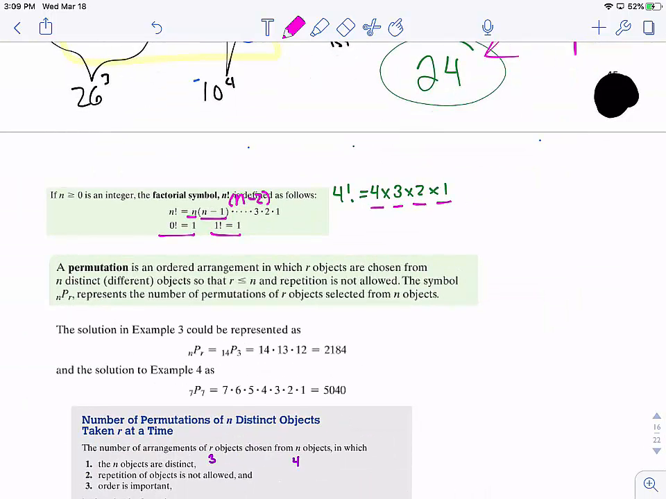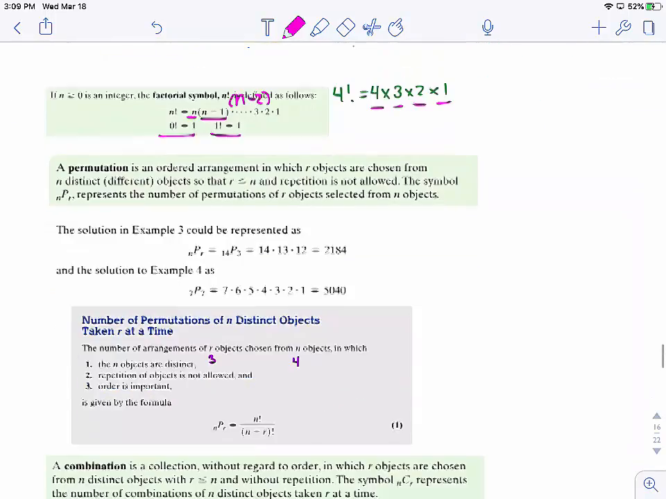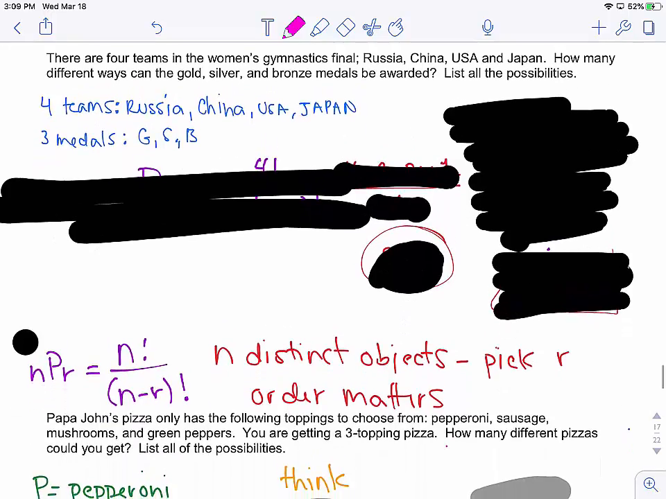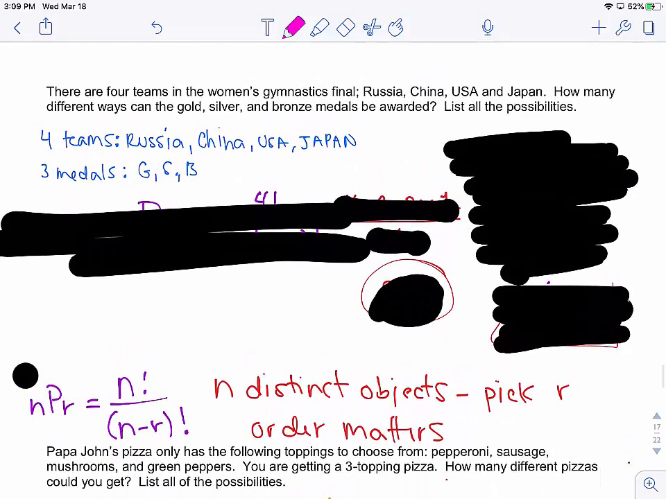I'm going to leave the rest of this and come back and use examples to help you understand this, and then you can look at it later. So here's my first example. There are 4 teams in the women's gymnastics final: Russia, China, USA, and Japan. How many different ways can the gold, silver, and bronze medals be awarded? List all the possibilities. So think about it. We have 4 teams to choose from and 3 medals.